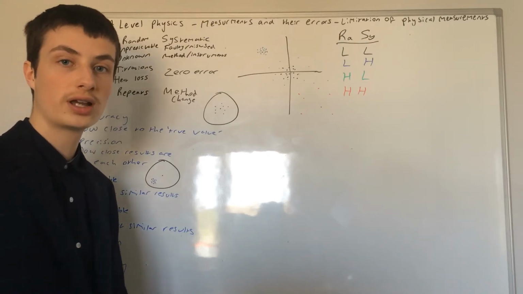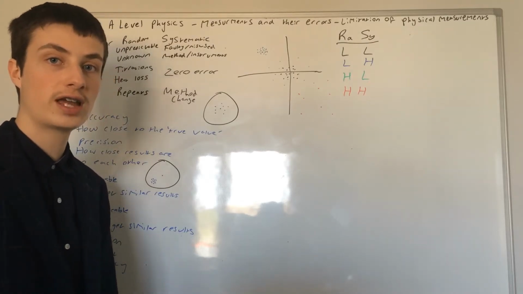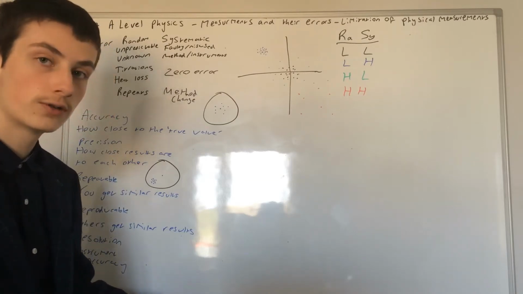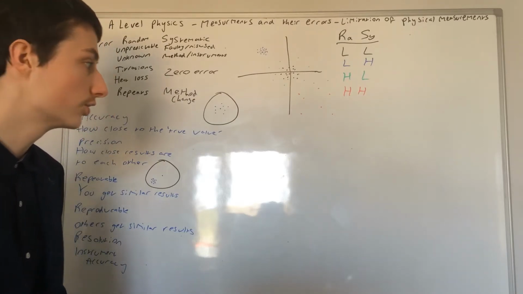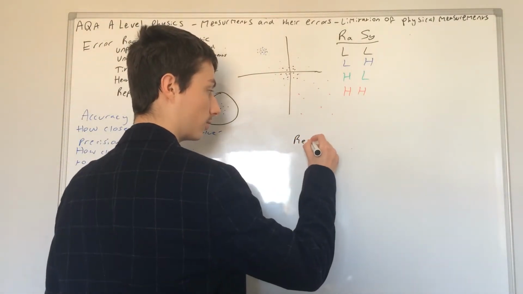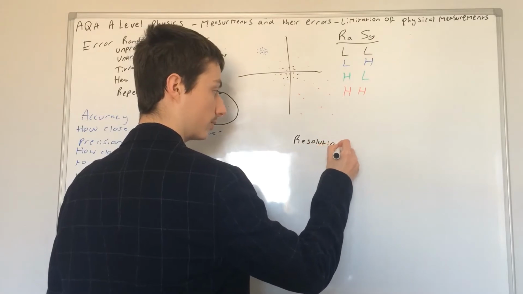Welcome to AQA A-Level Physics, Measurements and Errors, Limitations of Physical Measurements, Part 2. First off, we'll look at absolute uncertainty. We work out absolute uncertainty by dividing the resolution of the instrument by 2.